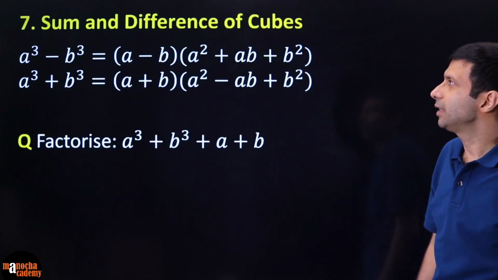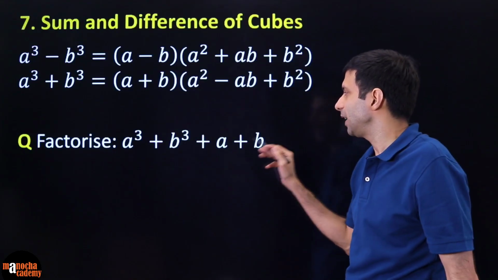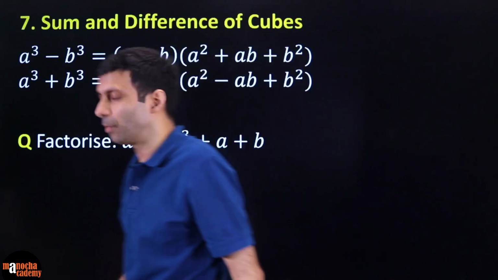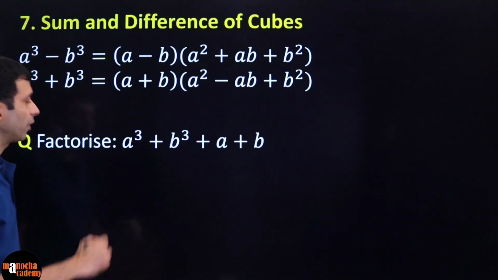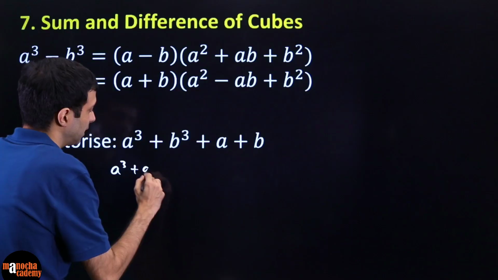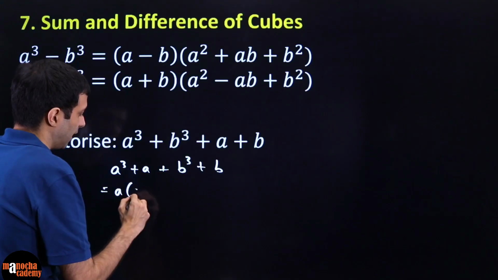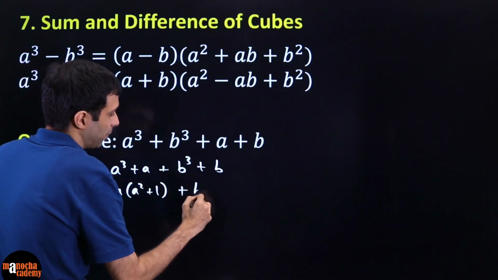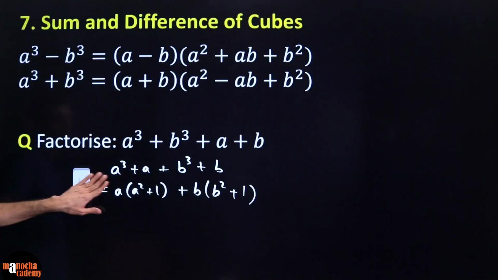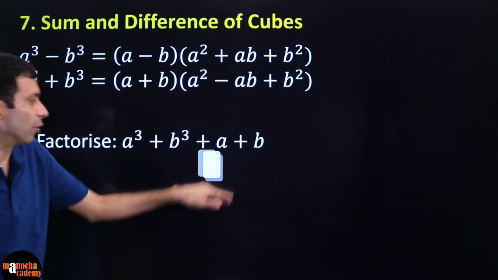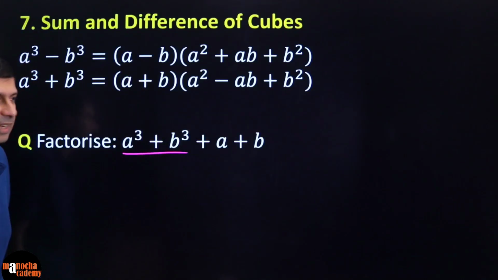So let's try out these identities and see if we can factorize this. So if we have a cube plus b cube plus a plus b. Again you can see there is nothing common we can do here much, right? If you were to try to take something common, you could say a cube plus a, b cube plus b, but then you will be left with a times a square plus 1 plus b times b square plus 1. So then you're going to get stuck because there is nothing common. So what we are going to do smartly is take a look at this a cube plus b cube and then apply this identity.